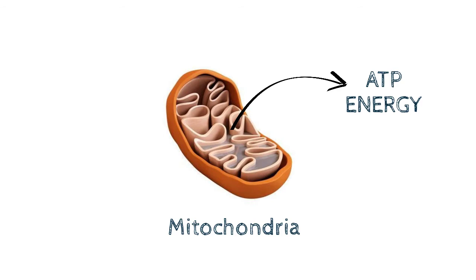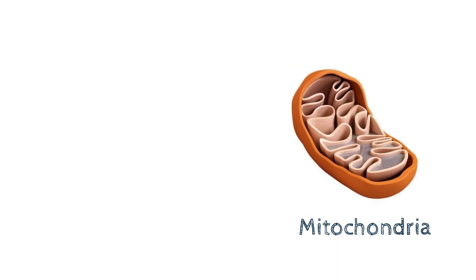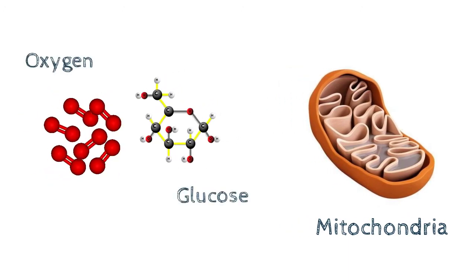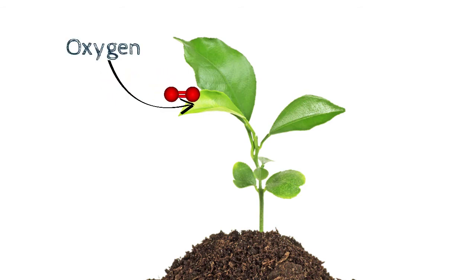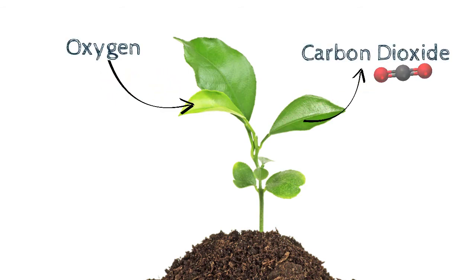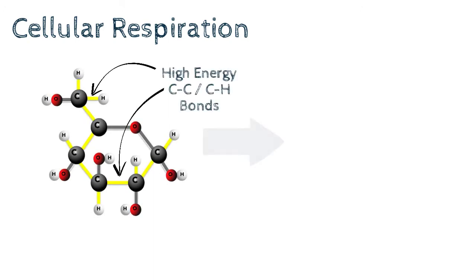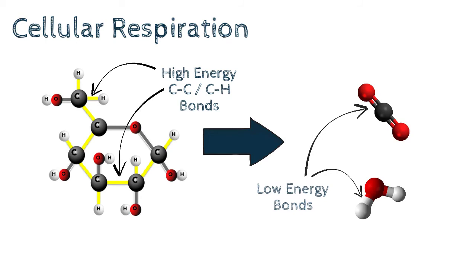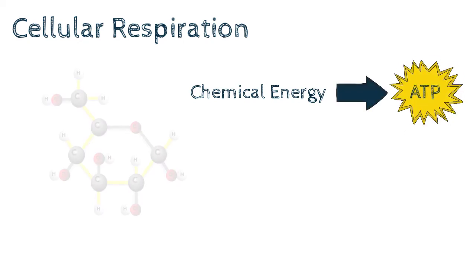Mitochondria don't make energy, they just transform it. Inside the mitochondria, where the cellular respiration occurs, glucose and oxygen are rearranged into carbon dioxide and water. Cellular respiration requires oxygen, so plants breathe in oxygen and breathe out carbon dioxide, just like animals when they do cellular respiration. During cellular respiration, the high-energy bonds in glucose are rearranged into low-energy bonds in carbon dioxide and water. The chemical energy in the glucose is transformed into energy that can be used by the plant cells.